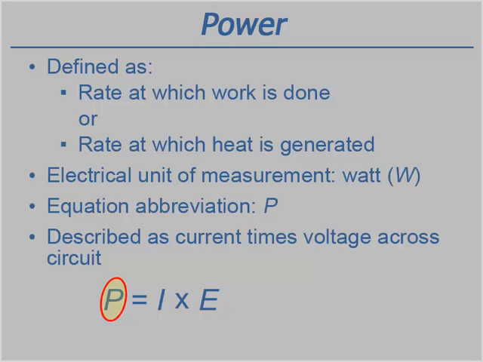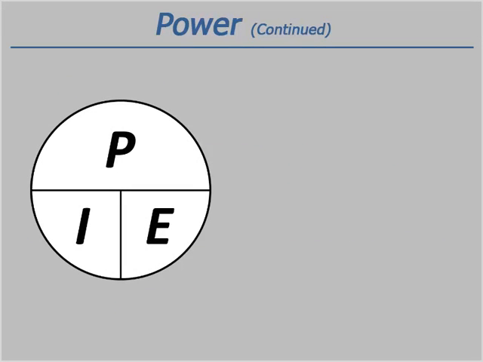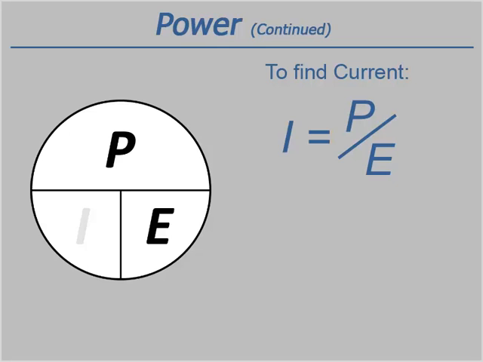Power is also described as the current, or I, in a circuit times the voltage, or E, across the circuit, as shown in this equation. We can also use a circle, similar to that used for Ohm's law, to obtain other values. For example, to find the circuit current, covering the I leaves the expression P over E visible. This shows that I equals P divided by E, or commonly stated, I equals P over E.